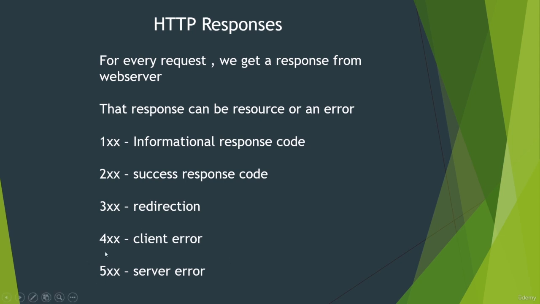So the codes that start with 4, like 404, 405, etc., are client side errors. So you are asking for a resource which is not there on that web server, or you are asking with the request in an incorrect format. And the response codes that start with 5, like 503, 504, etc., are server errors. It means the server has some problem with network connectivity, or the server may be down for maintenance or something like this. Servers are not available at that time. In that case you will get the 503 error.